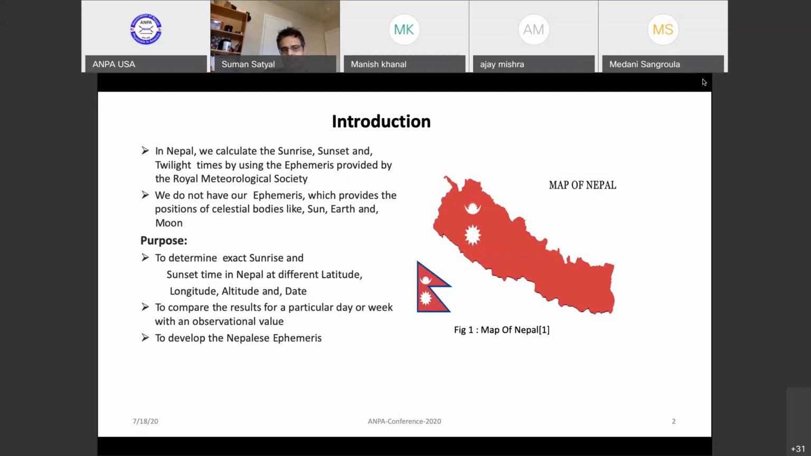By practicing such a method, the sunrise and sunset time can't be matched exactly in Nepal due to the variation in latitude, longitude, altitude, etc. The purpose of my study is to calculate this time and compare it with data published by Nepal Panchanga Samiti and also with observational data.